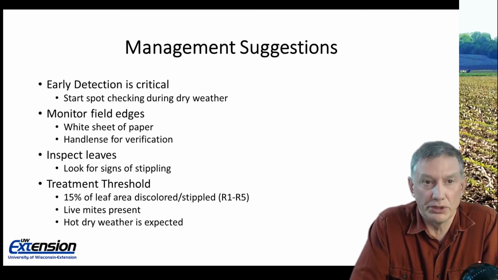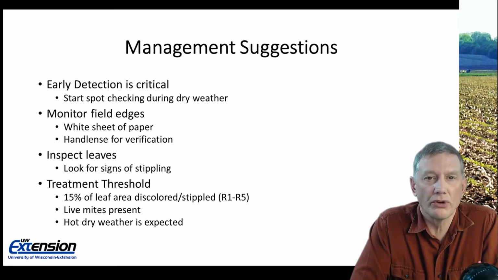Early detection is going to be critical. If we're going to manage two-spotted spider mites, we need to manage them to control them when they are first getting started. So start spot checking after a couple weeks of dry weather. Usually populations will get started on field edges.